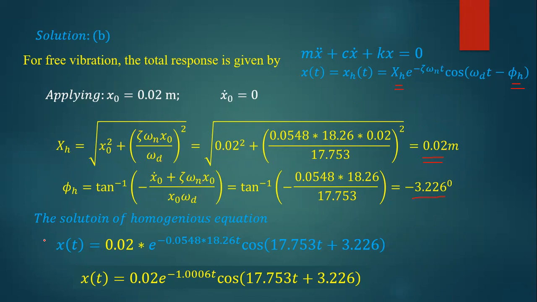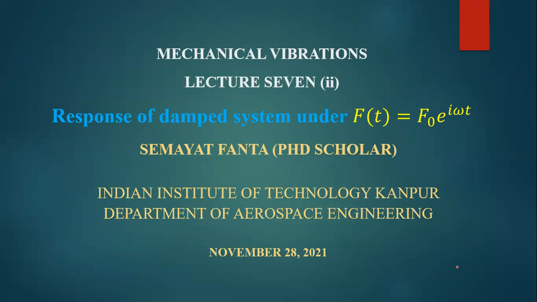So these are solutions for the homogeneous equation. Substituting all this x h and phi h, we can finally get this equation. This is the general response. So this is all about it. We'll see the next part in the next lecture. Anyways, this is all for today.